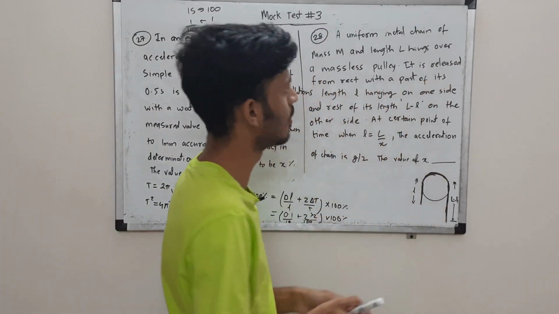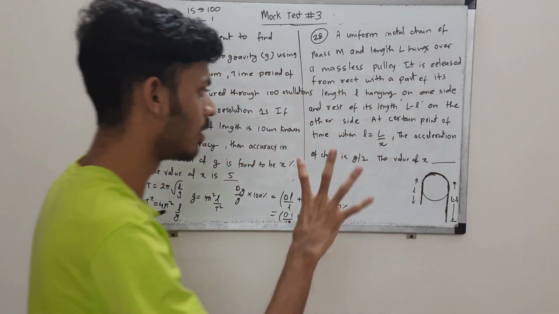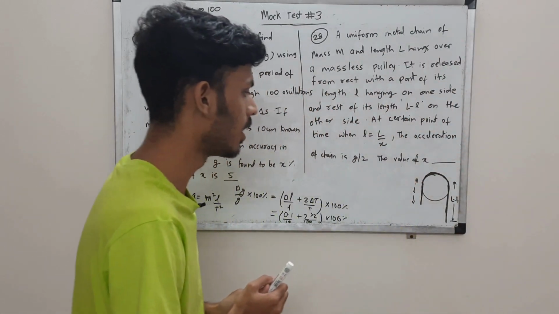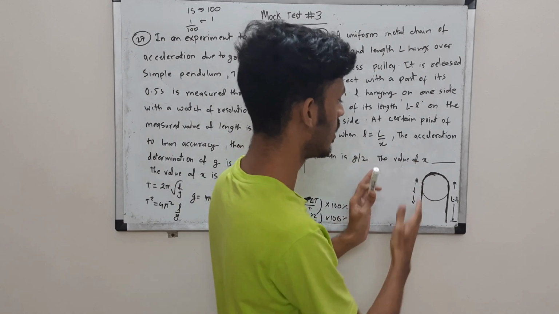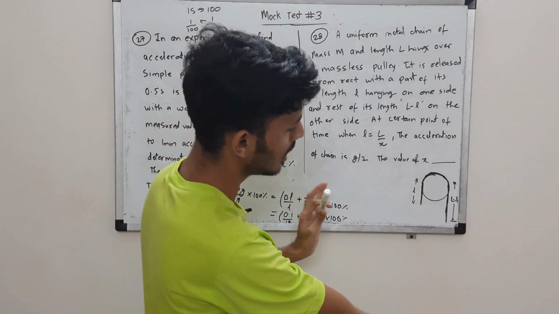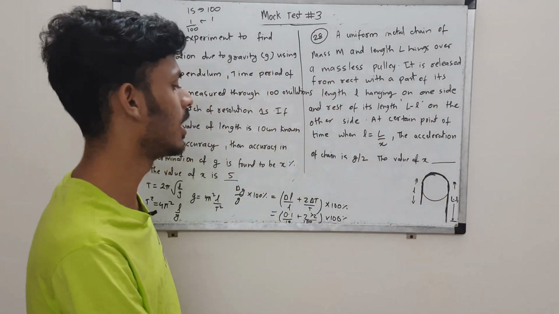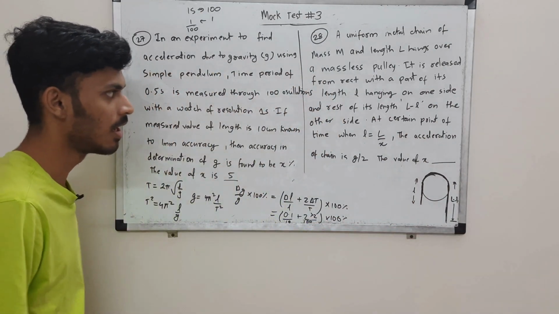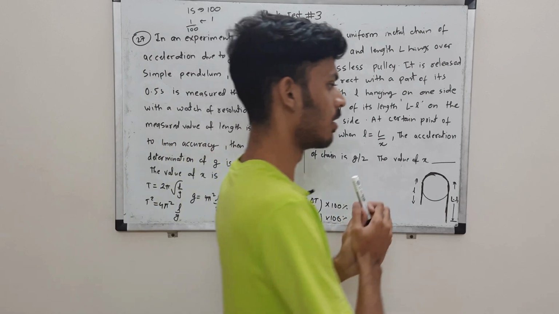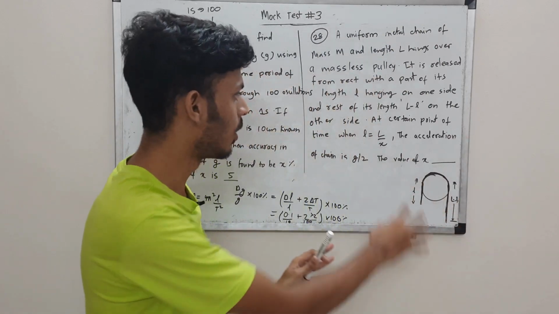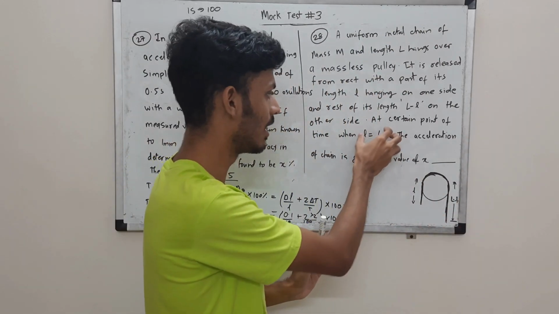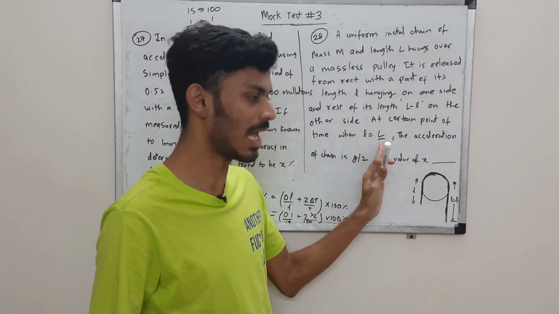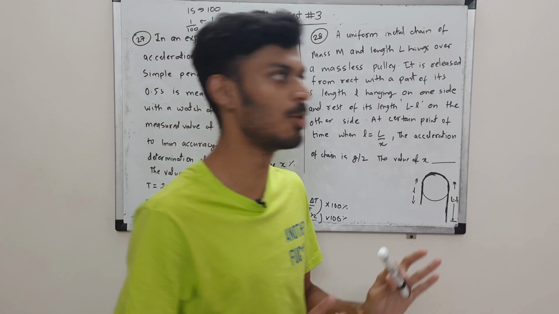So let's come to question number 28. Here we have a string which is over a massless pulley. The arrangement is as shown. Small l length is hanging on this side, capital L minus l is hanging on the other side, where capital L is the total length. At a certain point the acceleration of the string is going to become g by 2. At that point, the length on this side is L by x. You are supposed to tell the value of x.